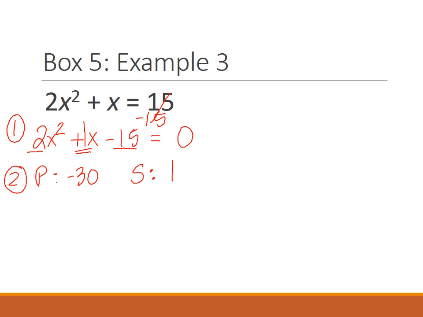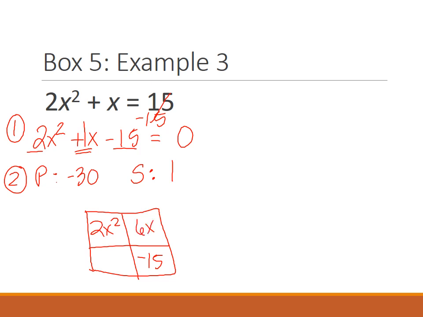So you have a choice. How many people in here use the box method? Box. Everyone, boxes rule. Okay, we'll do box. So using the box method, we have 2x squared, we have negative 15, and we said, what were our magic numbers? Positive 6 and negative 5.